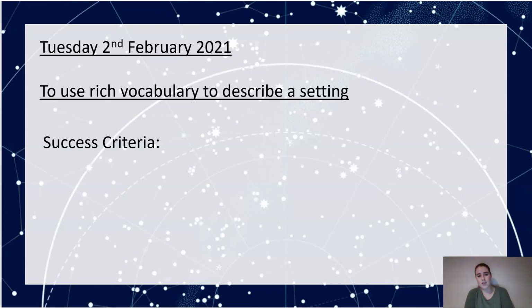So we're going to be looking today at using rich vocabulary. I can't get my words out today, Year 5. We're going to be looking at using rich vocabulary to describe a setting. There we go, perfection. So for our success criteria today, what you need to have done by the end of the lesson.